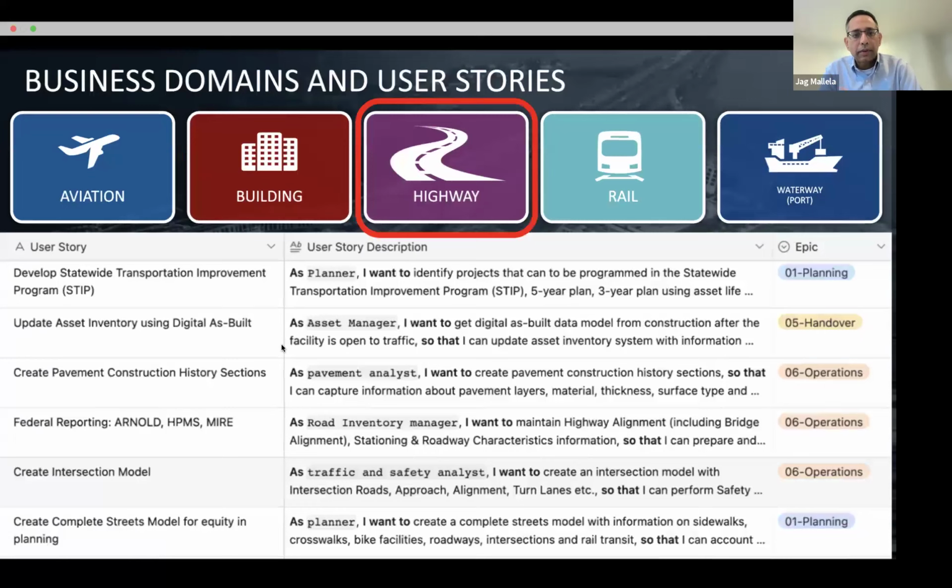I think the next slide has a similar set of stories for the highways world. Again, the user story, just to pick one, is update asset inventory using a digital as-built. The story described there is that an asset manager would want to get a digital as-built model right after construction. The epic there, the specific lifecycle phase, is the handover phase, when construction is complete and you're moving into asset management. So these are the stories in the back of our mind as we developed the roadmap actions. And propagating them through the roadmap activities is one of the big ideas we have in terms of the early work that is required to be done here.